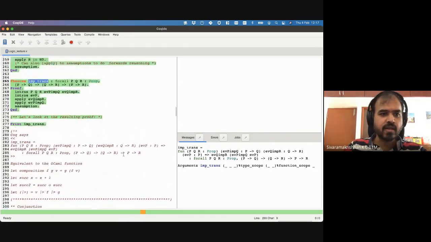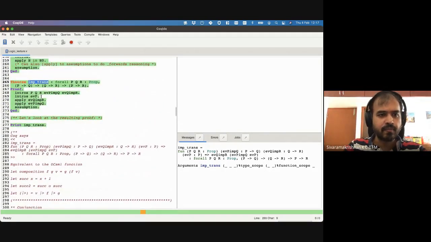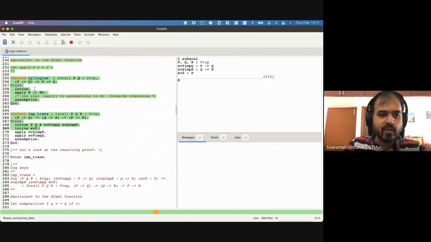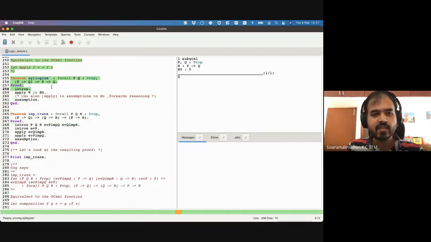Apply is just a function application, right? The easier way to look at apply is this one. I have a function h whose type is p implies q. I have a value h0 whose type is p. So if you think about these as functions and values, you can apply this function on this value to get the result of type q.